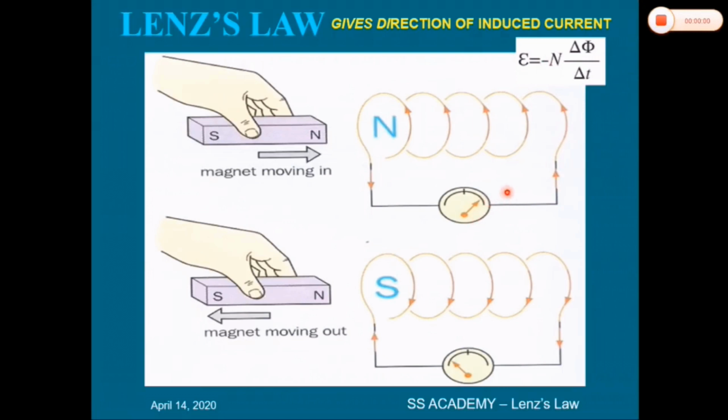So kindly revise the right hand grip rule as I have stated in the next slide. And when we change the direction of the current, the change in direction of the current will be indicated by the change in direction in the needle of the galvanometer, as can be seen in these diagrams.